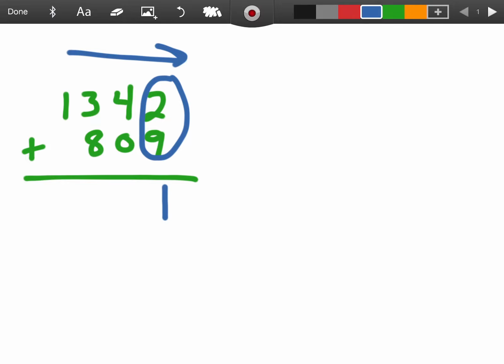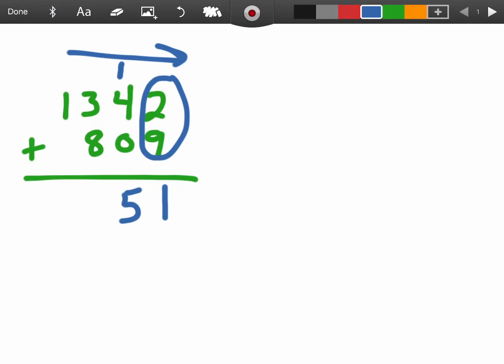The 1, the last one in the 11, is in the ones place, but the front of the 11 is in the tens place. So I'm going to put it above the tens place. 4 plus 0 plus 1 is 5. I don't need to add another 1 over in the hundreds place because I don't have enough to do that, right? It's just 5. It's not 15.